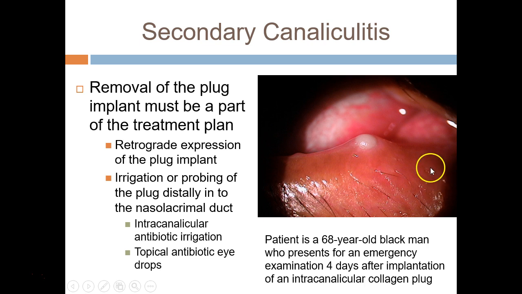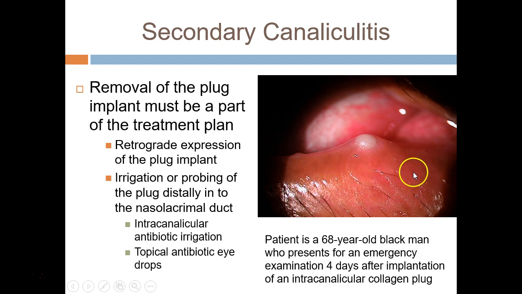So I could not manually express the plug in a retrograde fashion. So then I put a couple more drops of Alcaine on the guy, put a big cannula in there with a real tight seal, and flushed it through. So I irrigated the plug that was in there through the nasolacrimal drainage system, since I couldn't push it out the other way. It doesn't matter which way you do it. Well, I take that back. It's a little bit better to do the retrograde expression if you can.